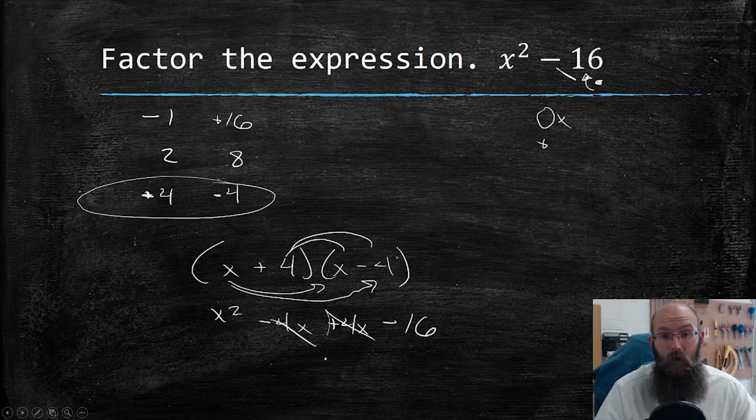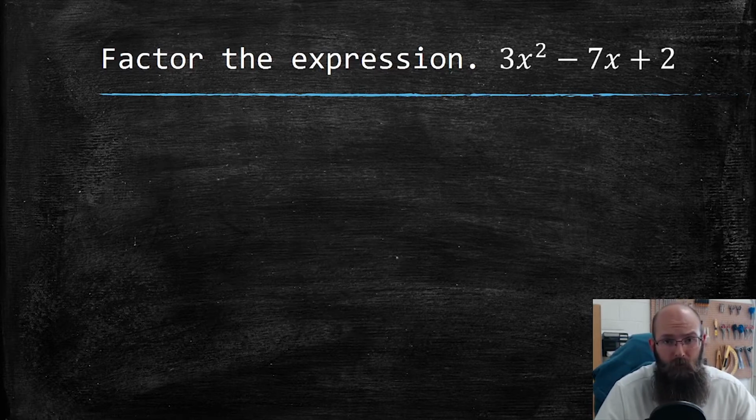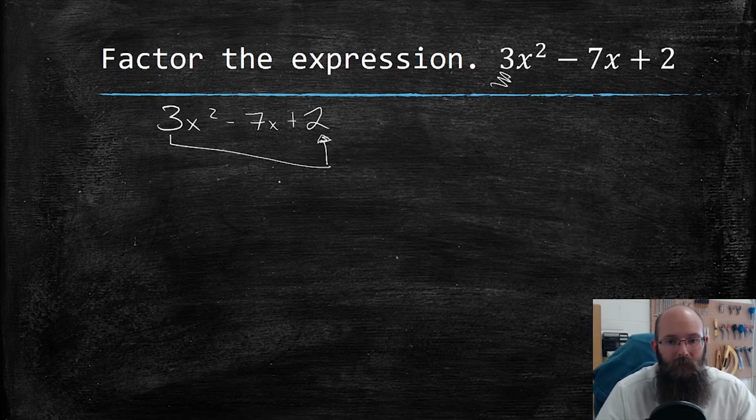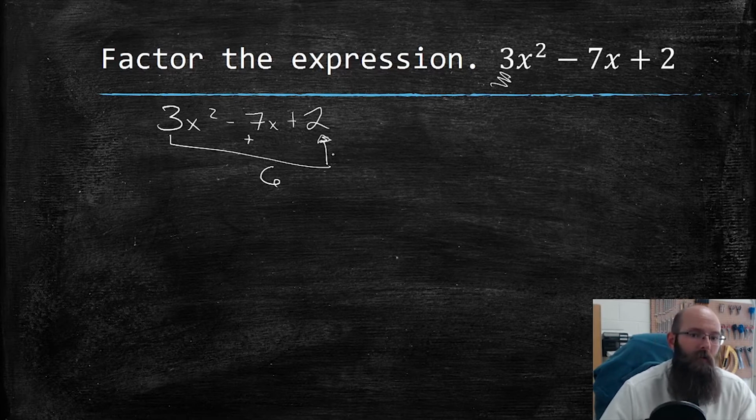Let's go on to our next one. All right, now this one, folks, can be a little bit more intimidating. I have a value out in front of x squared, so I'm going to have to do some stuff with that. I'm going to rewrite this down here. Now I need to take my first term and multiply it to my last term. That gets me 6. That's the new number that I want to multiply to get to, and I still want to add up to get myself a negative 7.